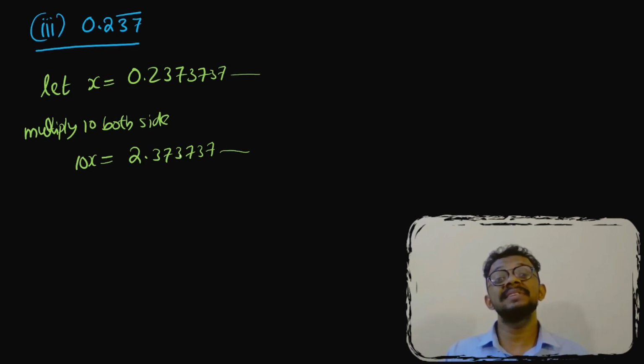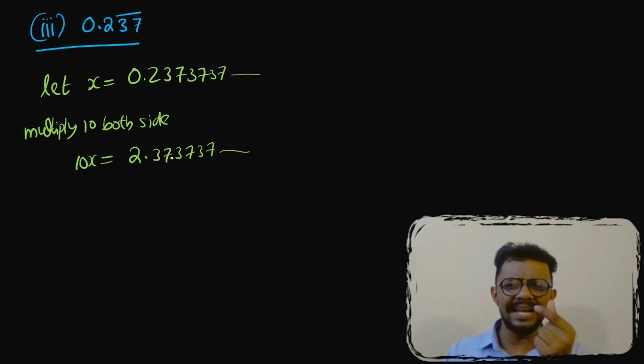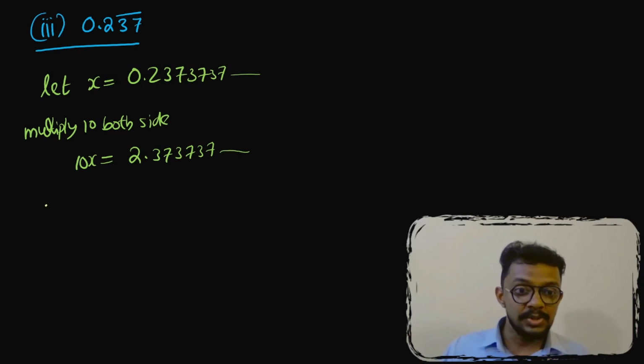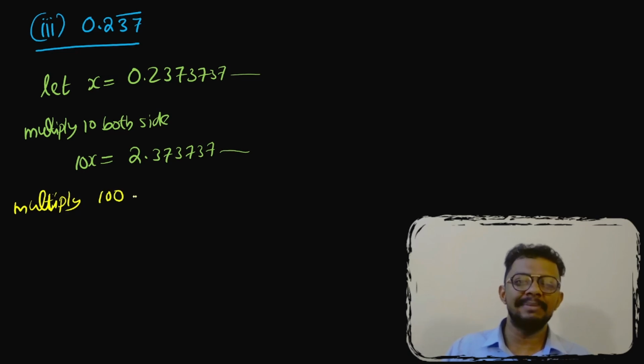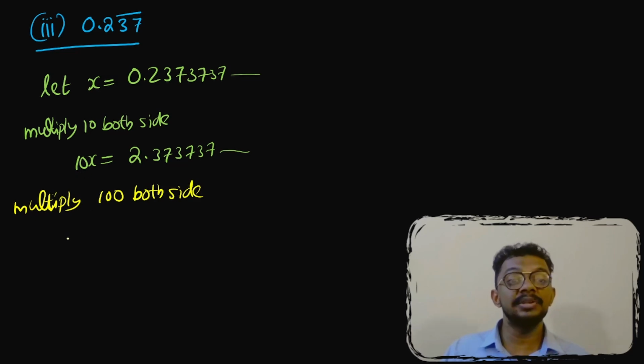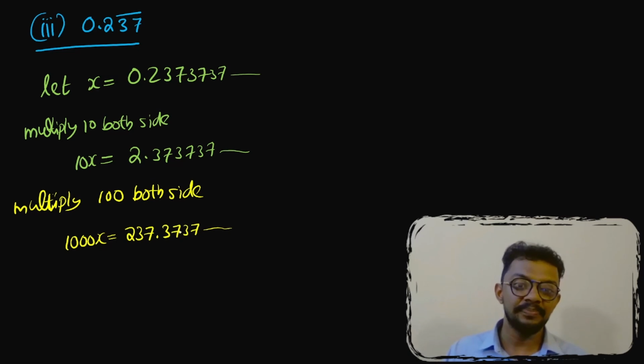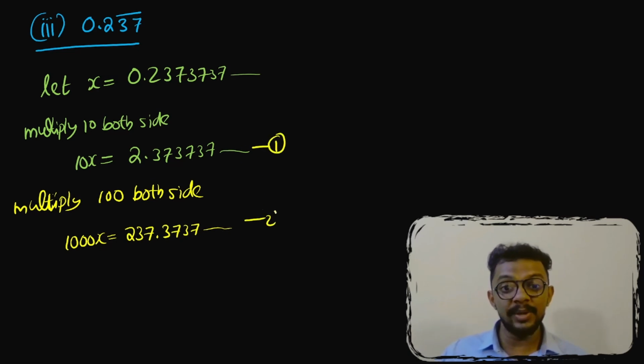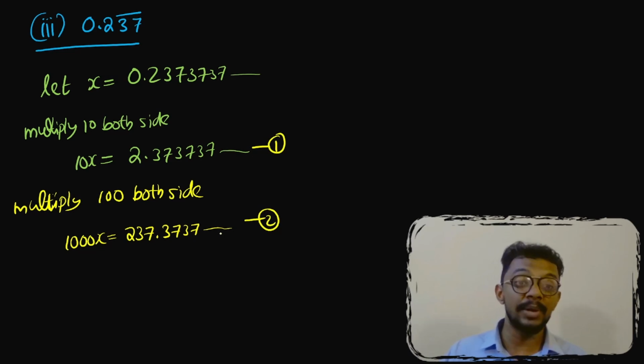10x is 2.3737, etc. Here the repeating digits are 3737, so the length is 2. Two digits are repeating, so I will multiply by 100 on both sides. 100 into 10x is 1000x. 100 into this number moves the decimal two places to the right: 237.3737, etc. I have two equations, equation 1 and equation 2. Only if we subtract will every digit after the decimal get cancelled.